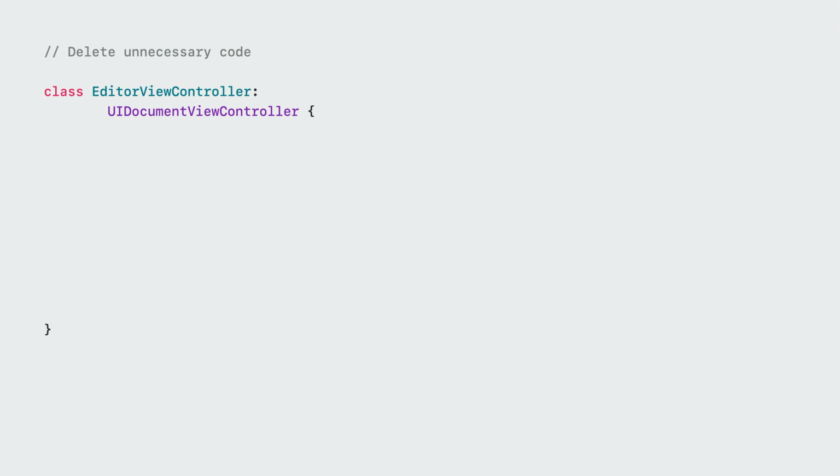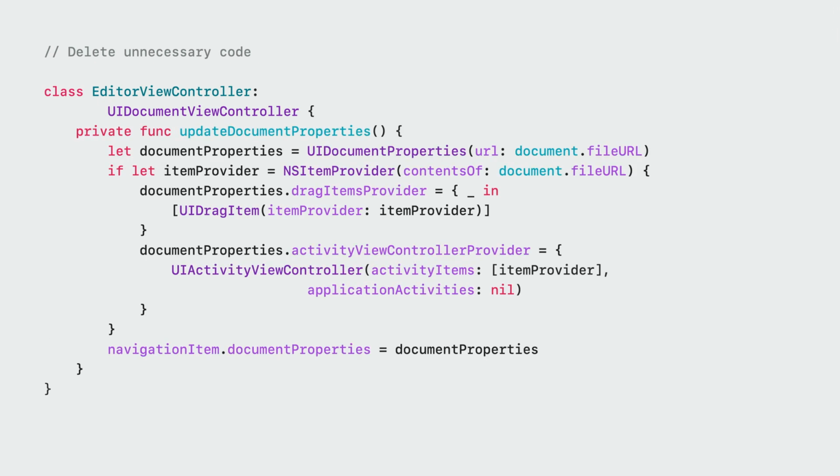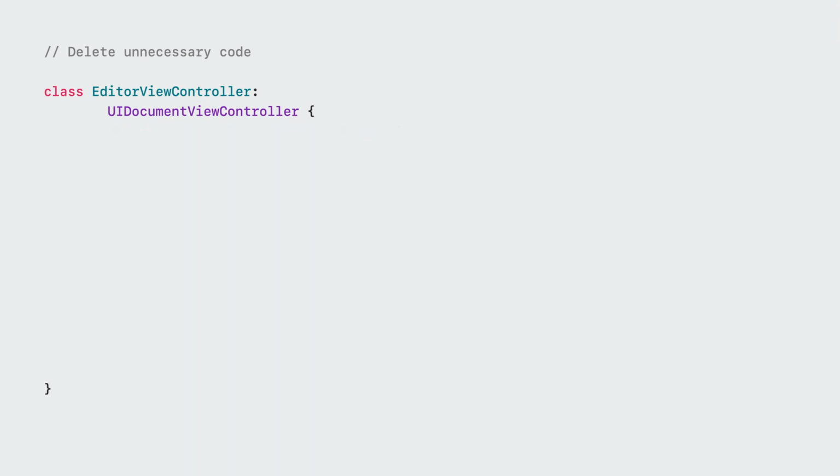There's also an updateDocumentProperties method that is used to create a UIDocumentProperties object. This method is called from various places. However, we don't need it anymore. UIDocumentViewController is doing all of this for us, so we can remove it and all its call sites. And that's all there is to do.